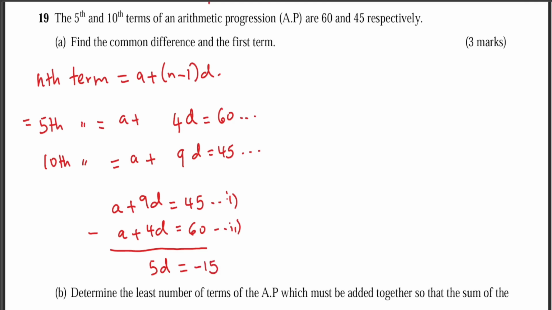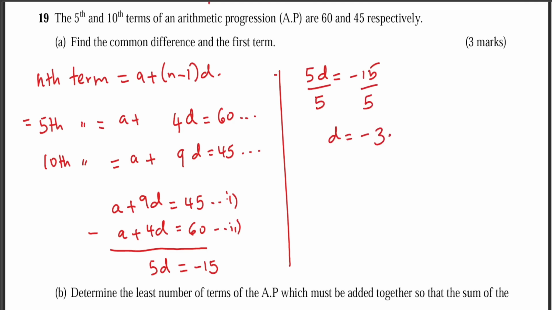So 5D equal to negative 15. So ukidivide na 5, D is equal to negative 3. So that's your common difference.